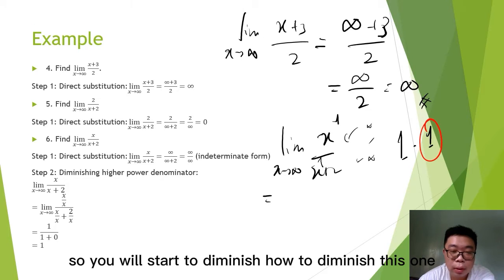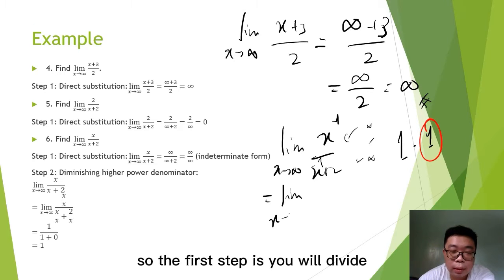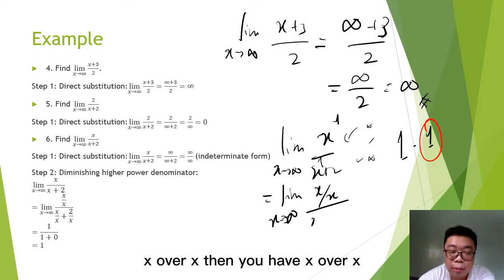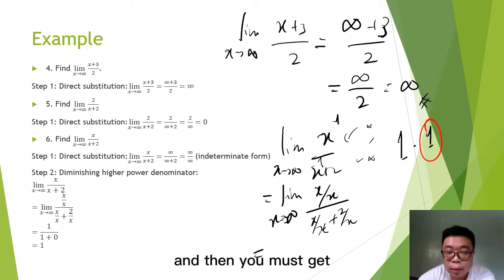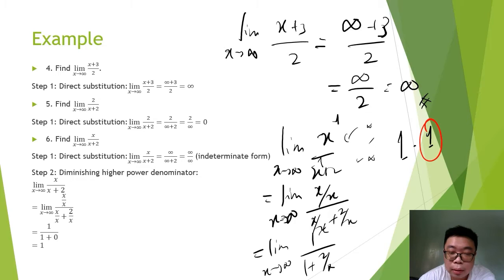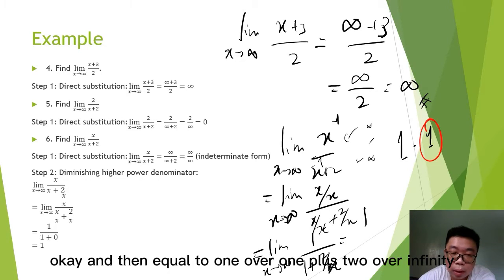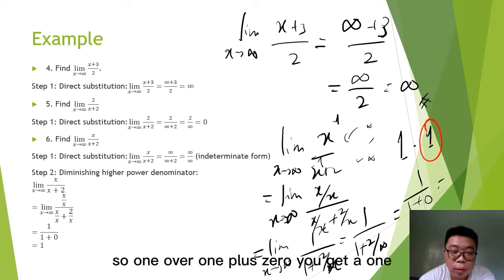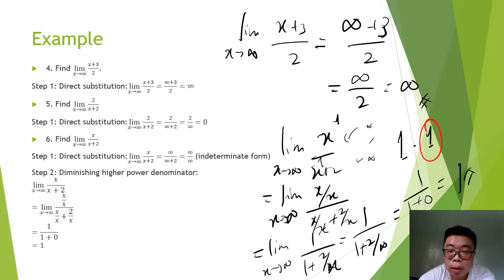How to diminish this one? The first step is you divide by x. Then you have x over x, over x over x plus 2 over x. And then you will get 1 over 1 plus 2 over x. Then equal to 1 over 1 plus 2 over infinity. This is a small number over a big number, you get 0. So 1 over 1 plus 0, you get 1.